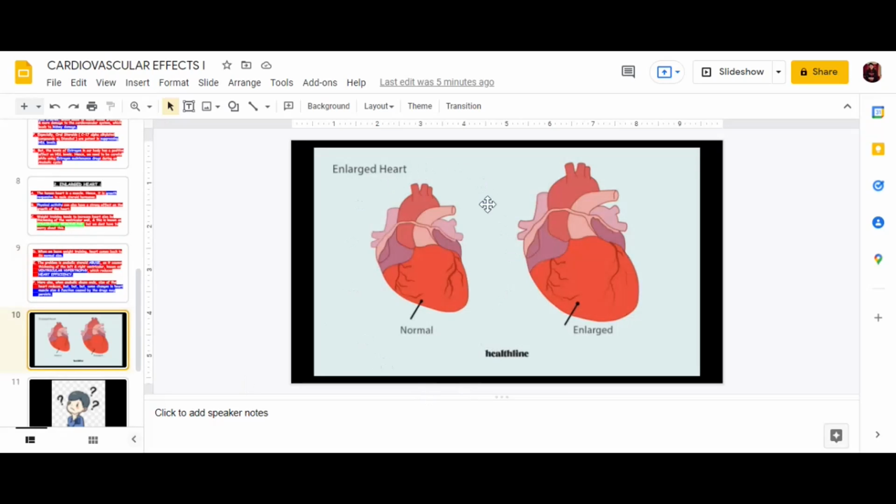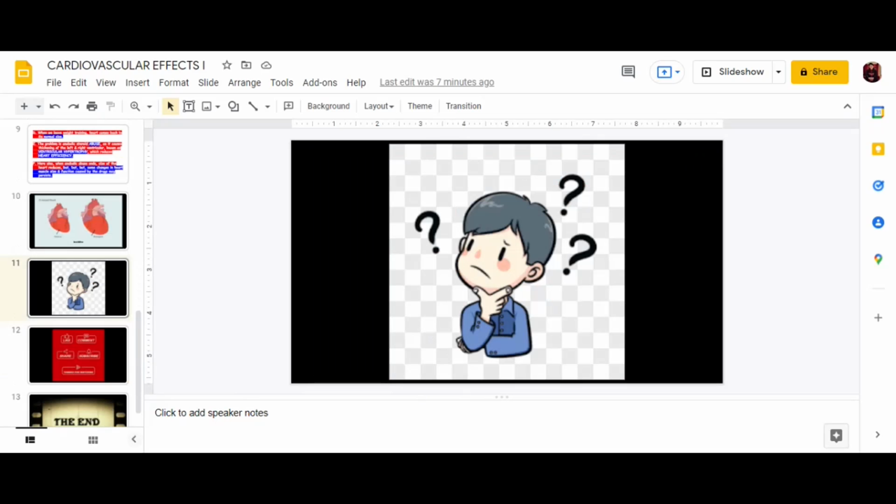This is the normal size of the heart, and this is the size of the heart when we use or when we abuse anabolic steroids. So this is an efficient heart and this is an inefficient heart. In this video we have covered two cardiovascular side effects of anabolics. Now there are a lot more which we are going to cover in the upcoming videos.